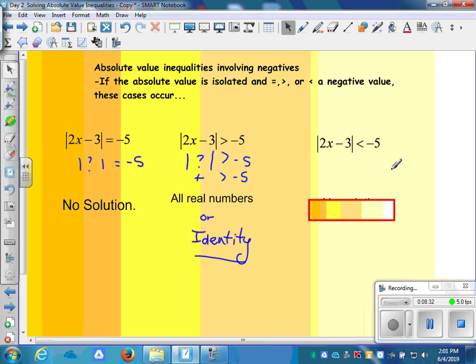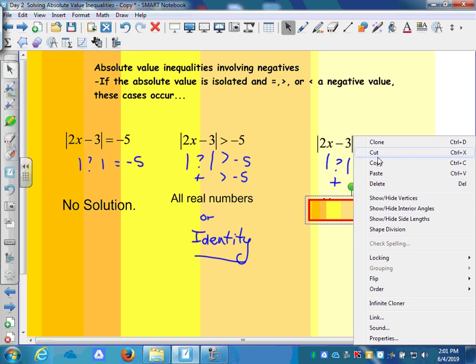This last one here, so the absolute value of 2x minus 3 less than negative 5. So this is saying that if I take the absolute value of anything, will I ever get a result that's smaller than negative 5? Well, once again, this is impossible because I'm always going to get a result that's positive on the left-hand side. So in this case, you're going to put no solution.